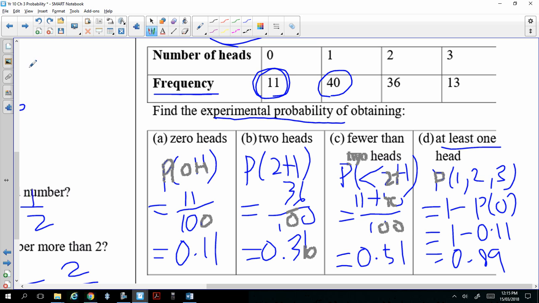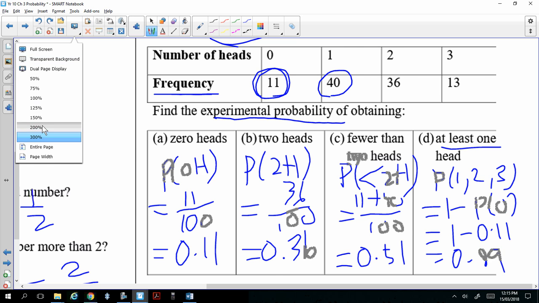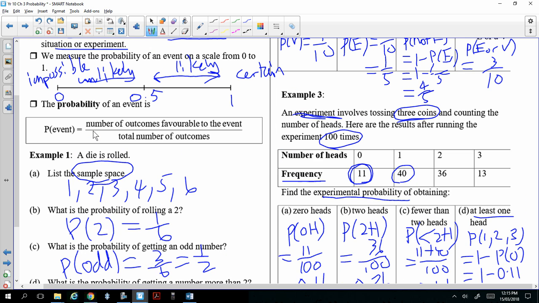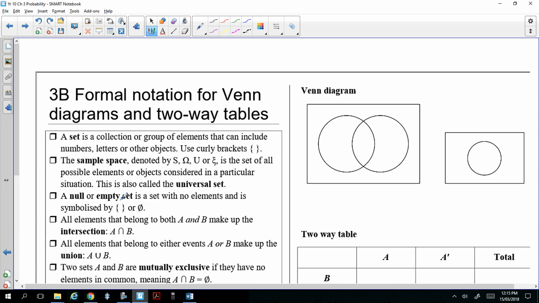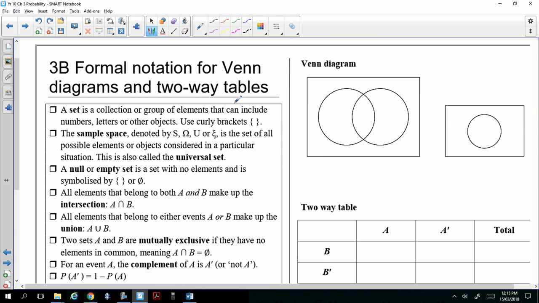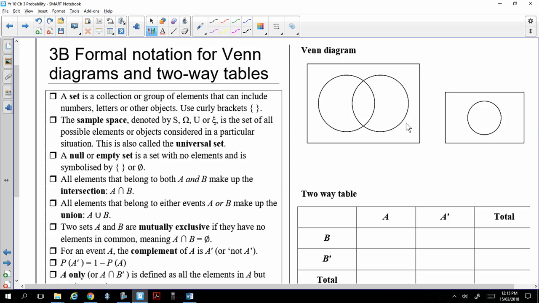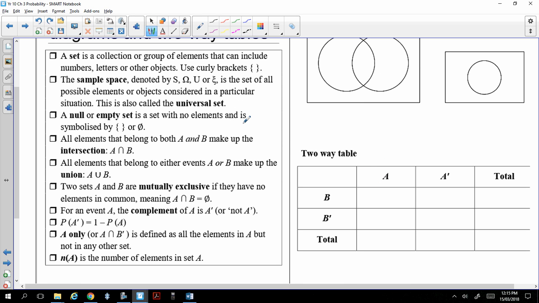So that's very easy. You don't have to do the exercise if you don't want to, or maybe just do the hard one. And today we're going to go through more serious stuff like 3B. So let's go to 3B. Formal notation for Venn diagrams and two-way tables. Hopefully you remember what they are. Venn diagrams have 2 circles or 1 circle, and a two-way table. So we have to go through 3 pages. Okay. All right.